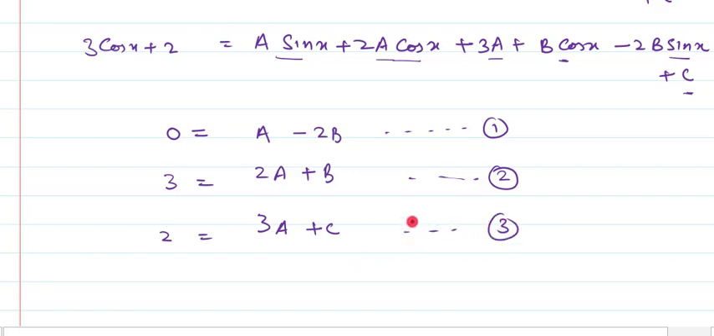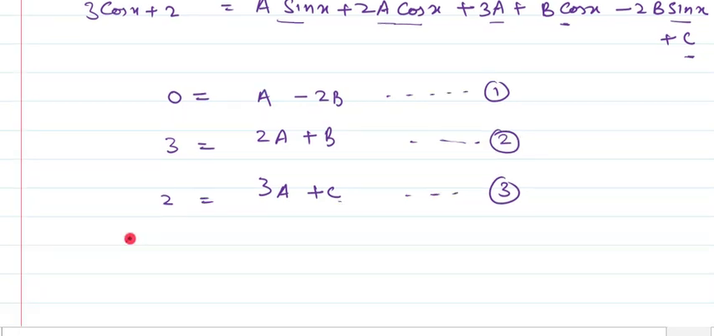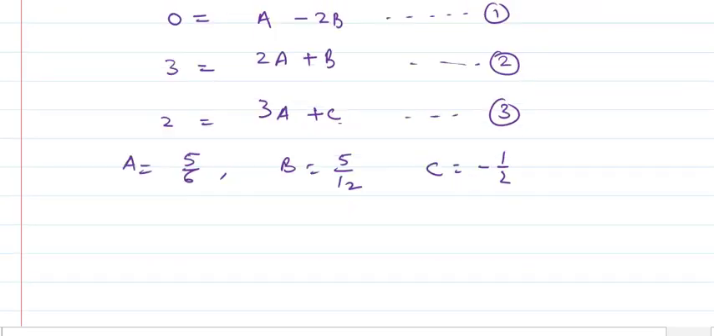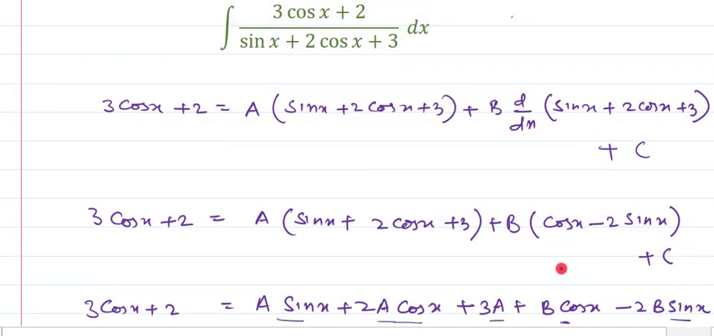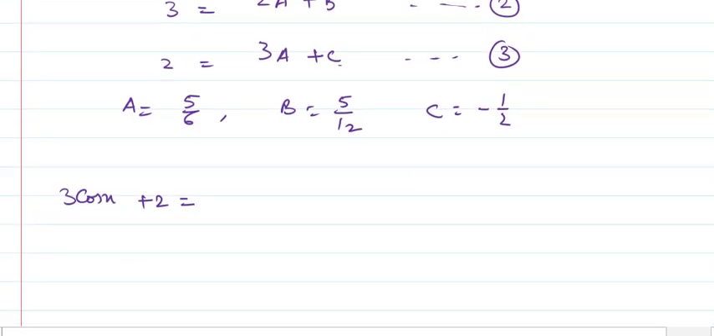By using any method, we are getting the values of a, b and c as a is equal to 5 upon 6, b is equal to 5 upon 12 and c is equal to minus 1 upon 2. Now let us substitute these values to find out the new form of numerator. And we know very well the numerator that we have changed is 3 cos x plus 2, which can be written by using this result. Here we will put the value of a, b and c simply. So let us put the values over here.